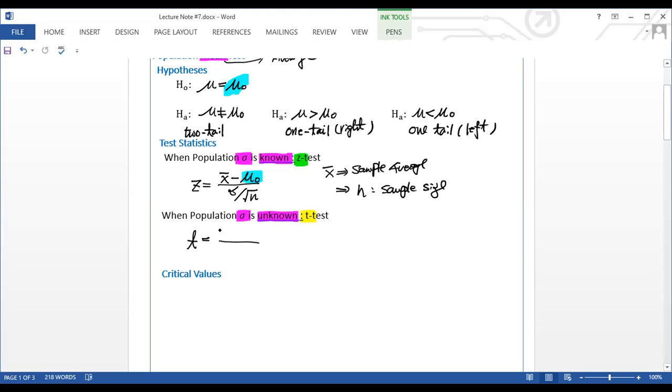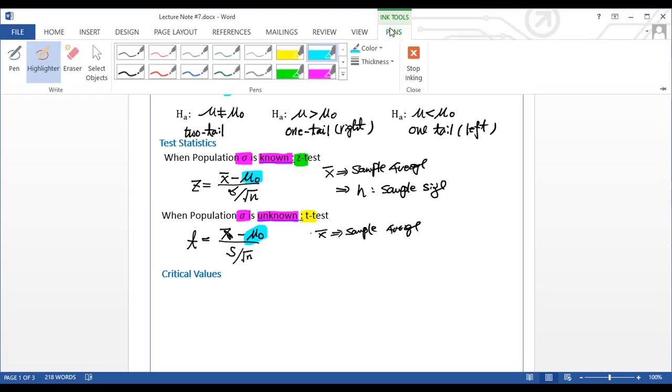So what is the test statistic? It's still very similar: x bar minus mu 0. But instead of sigma, because sigma is unknown, now I'm using s divided by the square root of n here. The x bar, just like before, is still the sample average, and mu 0 is the same thing, the number you want to test.